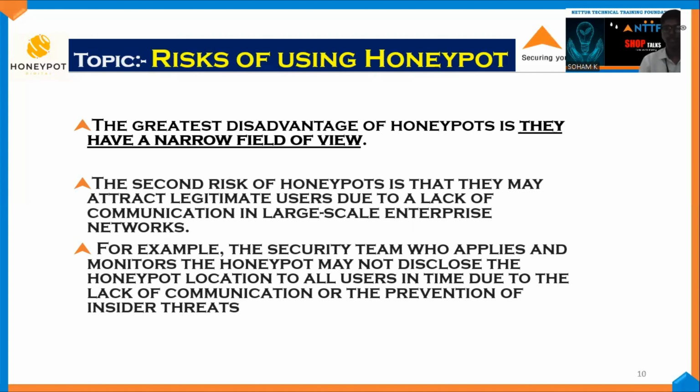And the first is that they have a narrow field of view. Just like the given example, they have only one side view, and they do not have a double side. It means they can see only through one side, and they can backstab you. So this is the lack of communication. That's why we need to prevent insider threats.